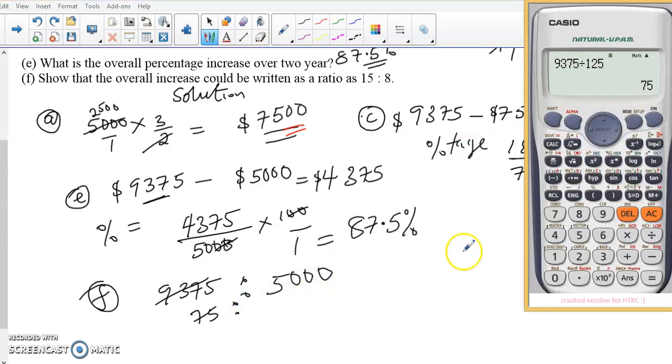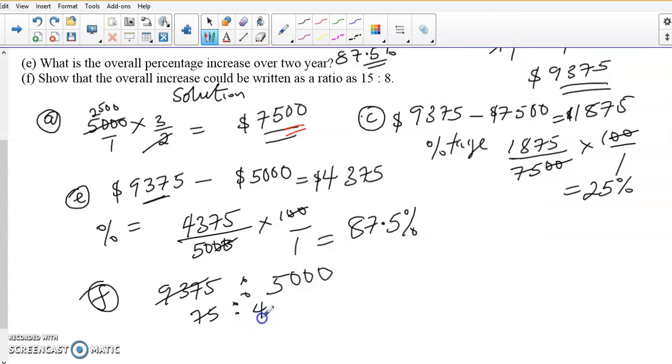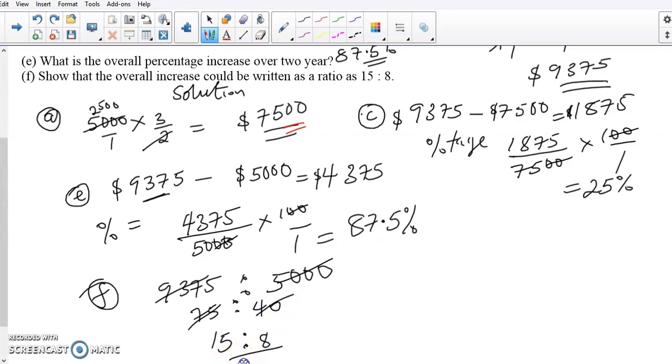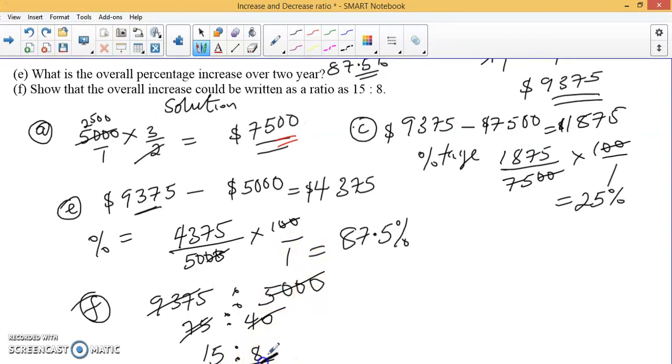Divide by 125, I have 40 for the 5,000. So divide by 125, I have 75. Divide by 125, I have 40. Okay, now what next will I do? If I divide by 5, 75 gives us 15, and 40 gives us 8. You can see that is what we have as the answer.